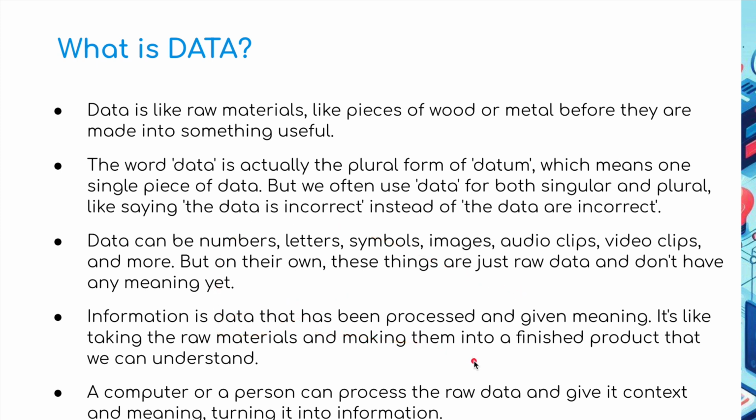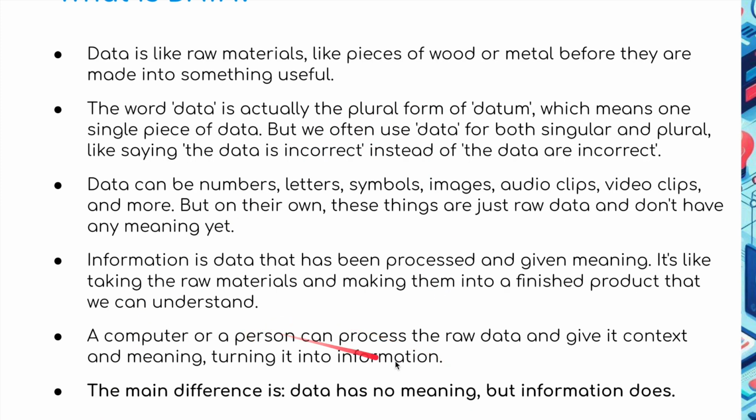Information is data that has been processed and given meaning. It's like taking the raw materials and making them into a finished product that we can understand. Basically taking a pile of wood and turning it into a table. A computer or a person can process the raw data and give it context and meaning, turning it into information. The main difference is data has no meaning, but information does.